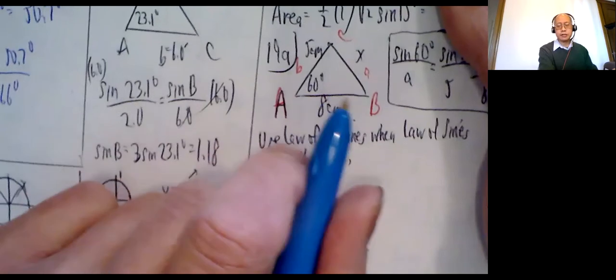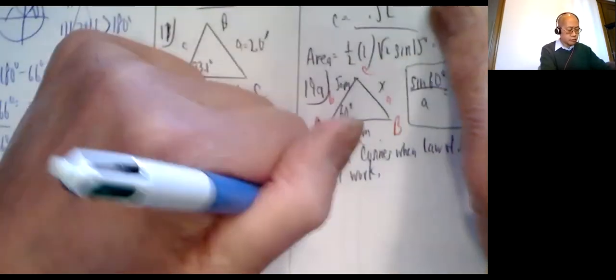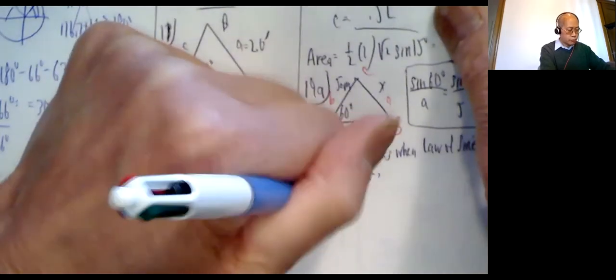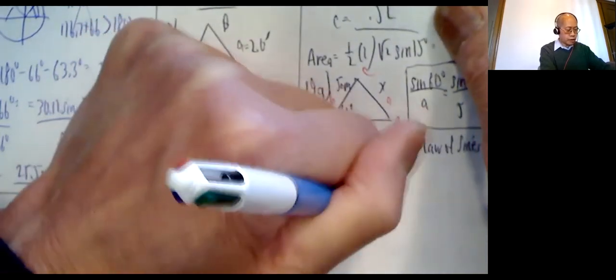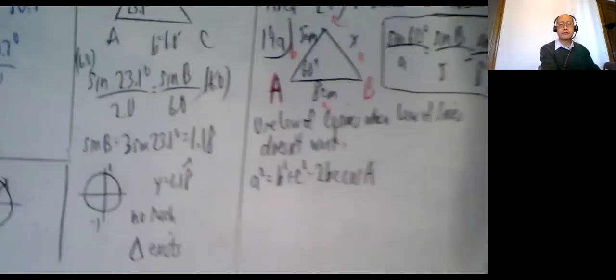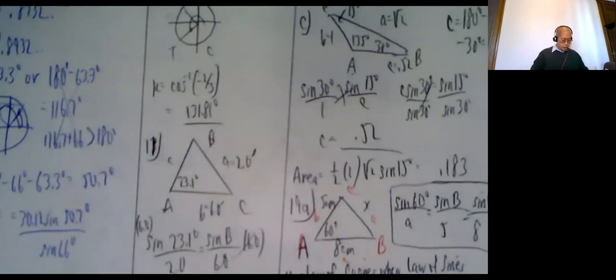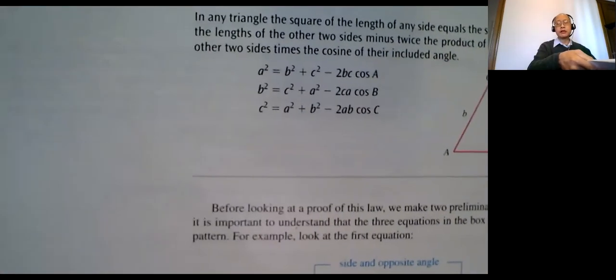Okay, so how do I do this? Here's the way the formula works. A squared equals B squared plus C squared minus 2BC cosine of A. Okay, so that's the formula from over here. Law of cosines. It's 3 forms, all equivalent.